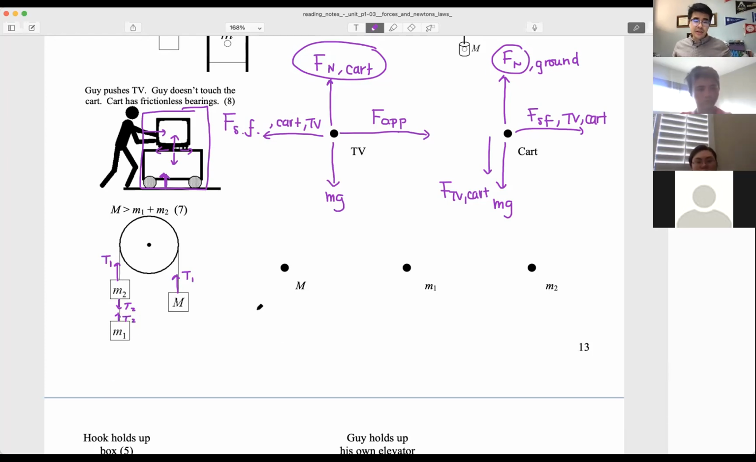And then obviously everyone has a weight on it too, so I'll do this one pretty quickly. This one's T1. This one has a big Mg. This one's M1, and has a little M1g. And then T2, and M2 has an M2g. It has a T2 pulling down also, and then it has a T1 pulling up. Okay, so that's your free body diagram there.